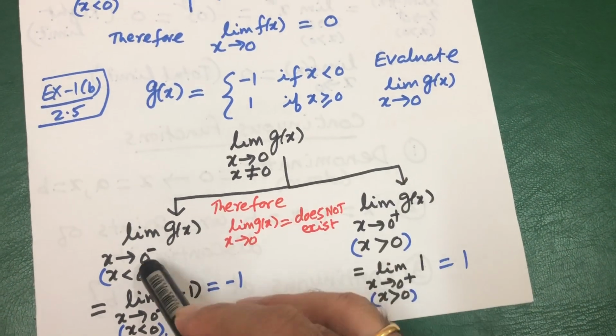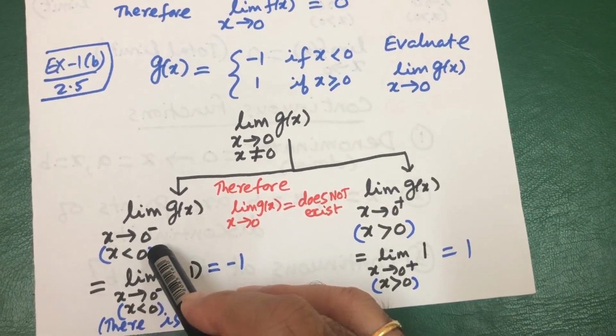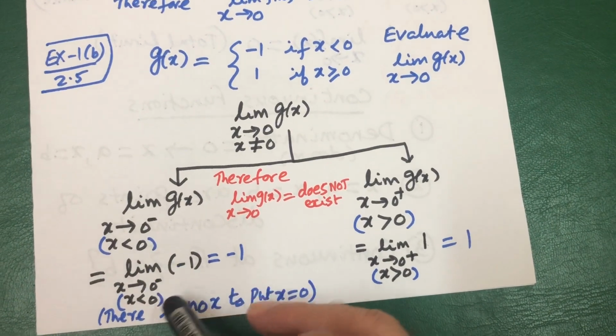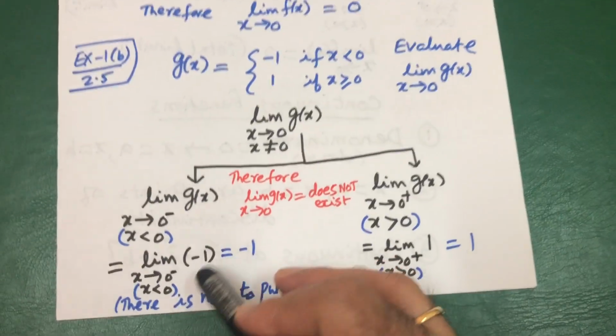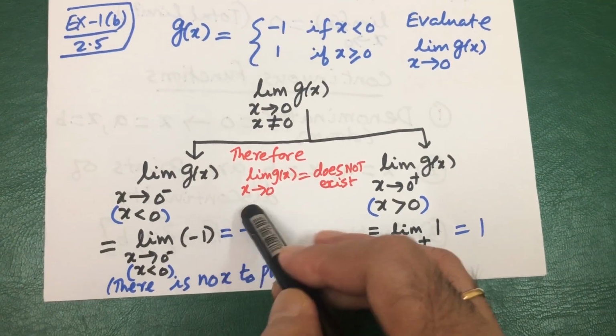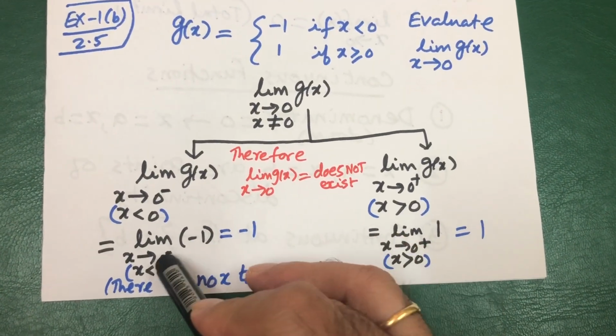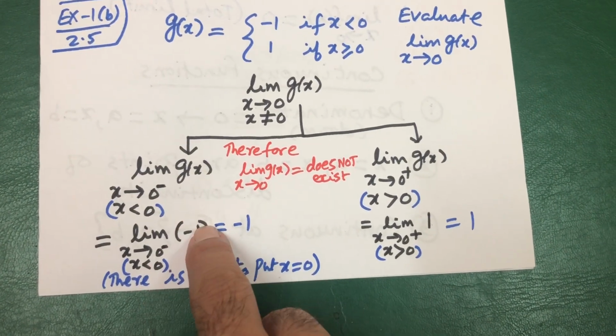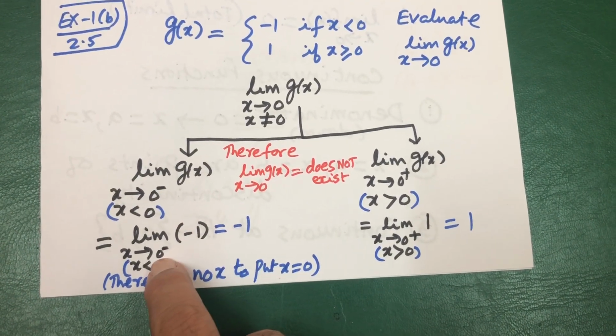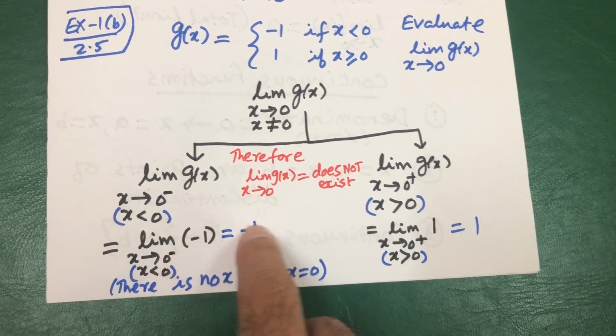Limit g(x) as x tends to 0 minus, to the left of 0, x is less than 0. x less than 0 means the g(x) value will be minus 1. Because there is no x here to put x equal to 0, I write simply minus 1. Don't get confused.